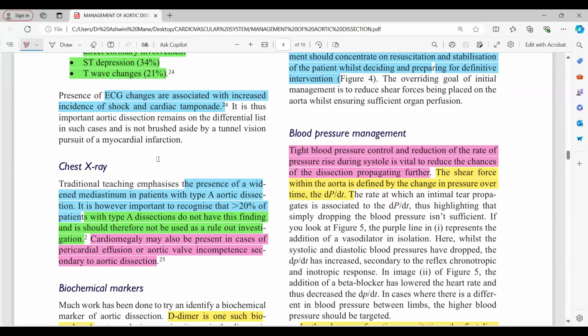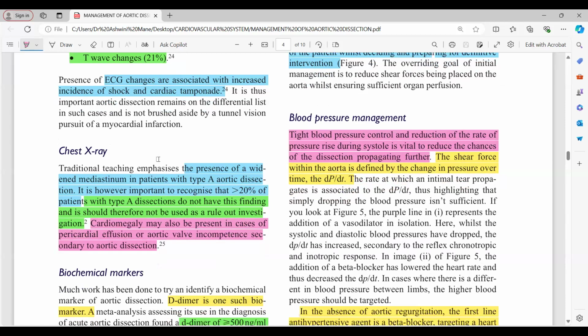Then the next is chest X-ray findings. Traditional teaching emphasizes the presence of a widened mediastinum in patients with type A aortic dissection. It is, however, important to recognize that more than 20% of patients with type A dissection do not have this finding, and it should therefore not be used as a rule-out investigation. And cardiomegaly may also be present in case of pericardial effusion or aortic valve incompetence secondary to the aortic dissection.